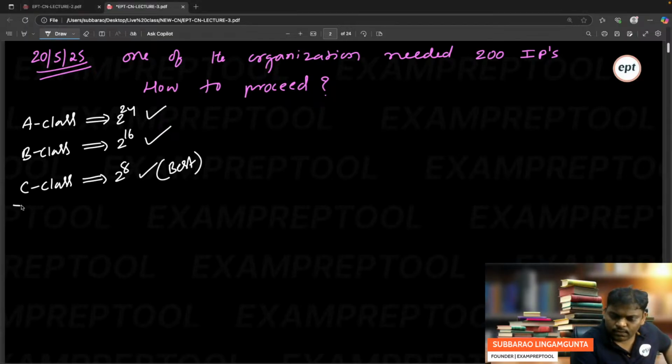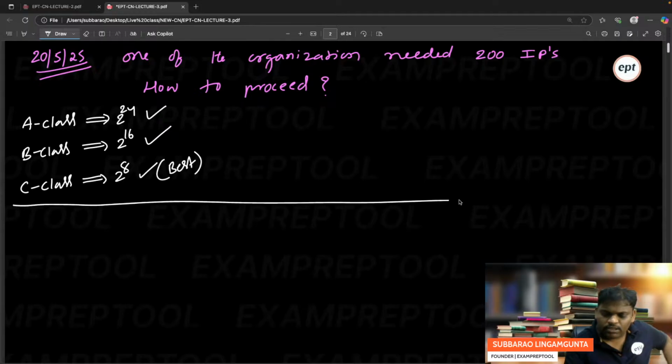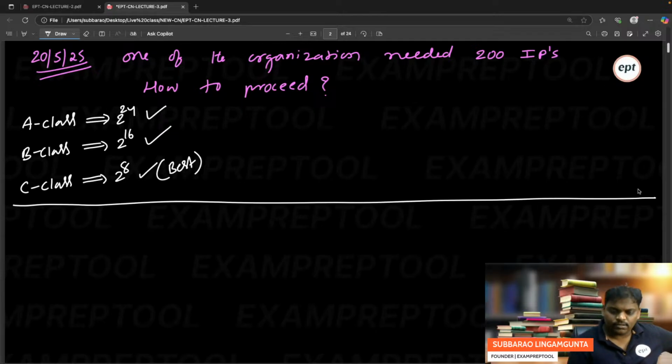Now let's see this one. The best is 2 power 8, 256. I want 200, so 256 is the nearest one. There is some wastage, but a little less. Now see one more problem. Remember, until now I have not done subnetting, because there was really no problem, so we are not going to subnetting.